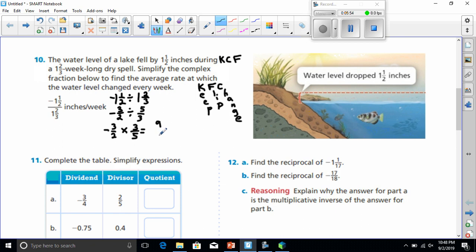2 times 5 is 10. And since we have a negative times a positive, we know our answer is negative. Our answer is negative 9 over 10.